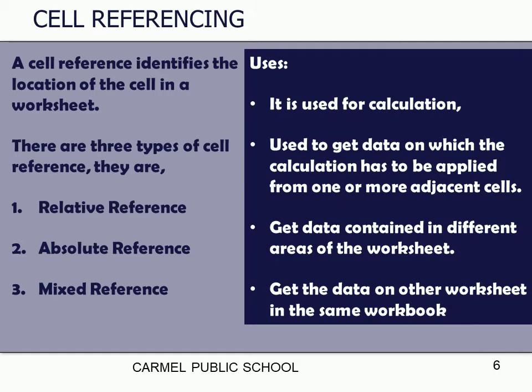Next we'll move on to the cell referencing. It identifies the location of the cell in the worksheet. The location of the cell can be identified through the cell reference. It consists of 3 types: relative reference, absolute reference and mixed reference. Users, you can glance over it.